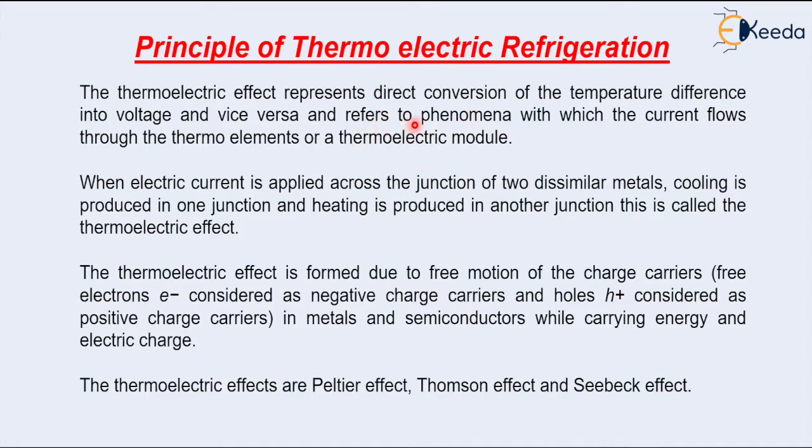This phenomenon we know as the thermoelectric effect, with which the current flows through the thermo elements or a thermoelectric module. When an electric current is applied across the junction of two dissimilar metals, cooling is produced in one junction and heating is produced in another junction. This is called the thermoelectric effect. The thermoelectric effect is formed due to free motion of charge carriers. If it is an electron, then it is a negative charge, and for holes it is a positive charge carrier, in metal and semiconductor while carrying energy and electric charge.